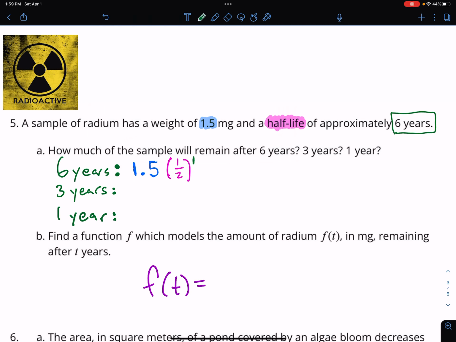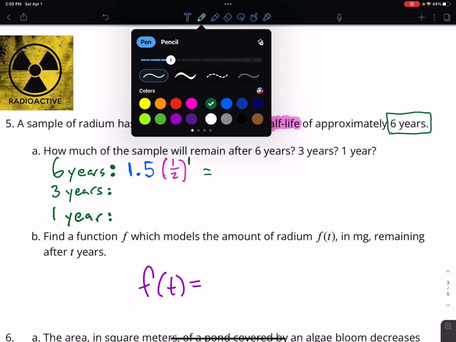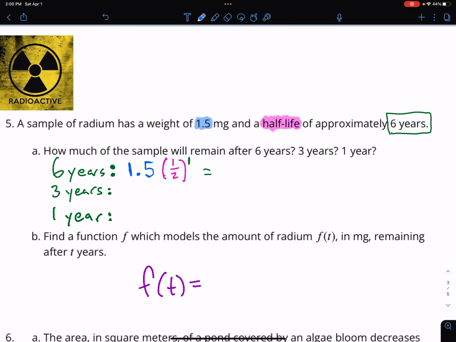All right, what is that equal to? This right here is equal to 1/2 to the power of 1, which equals just 1/2. Anything to the power of 1 is just itself. So we got 1/2 of 1.5. I know that half of 15 is 7.5. So half of 1.5 is 0.75.